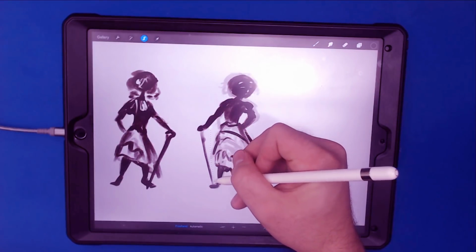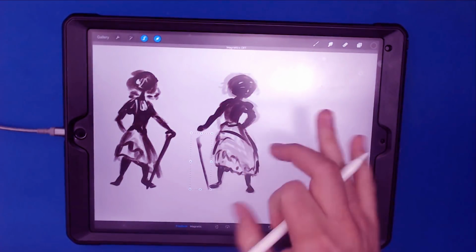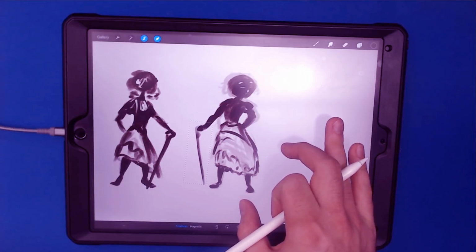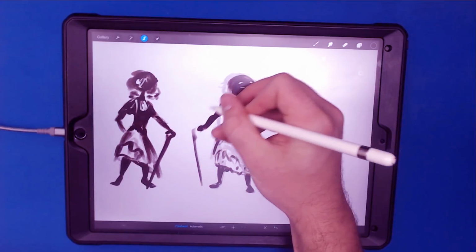Is the cane good? It's hard for me to see at this point. We want it to be dynamic. So maybe we'll bring it up here. We'll turn this arm around.